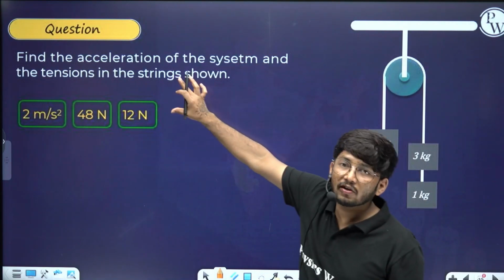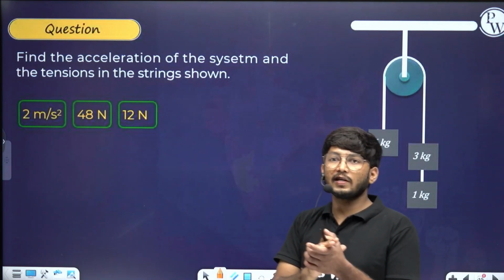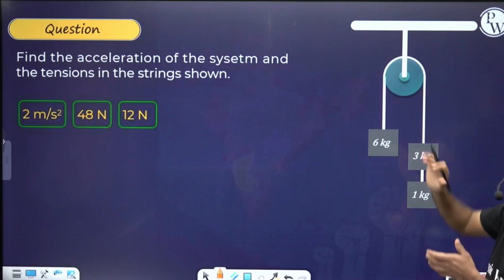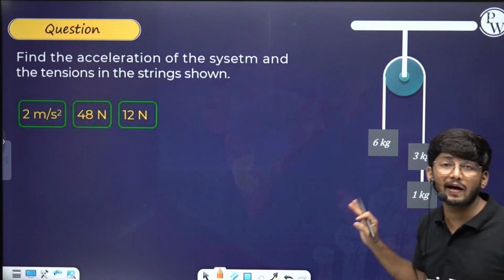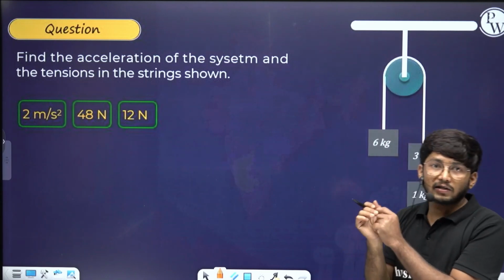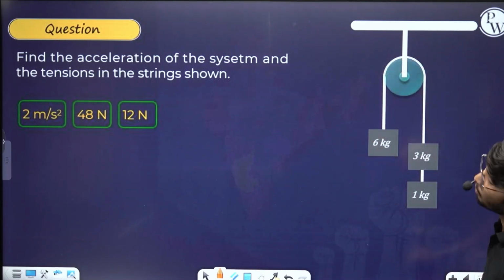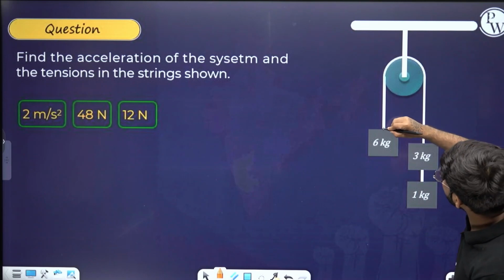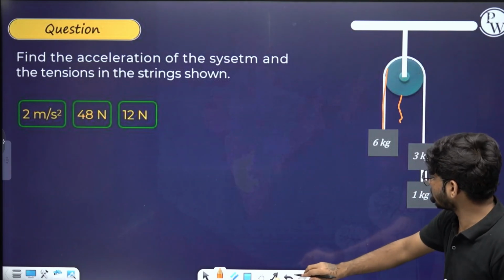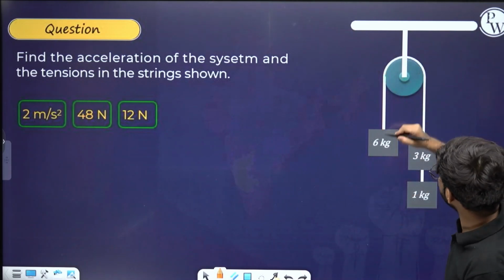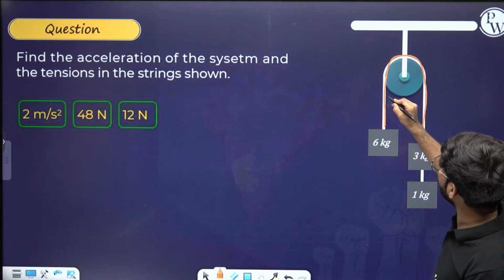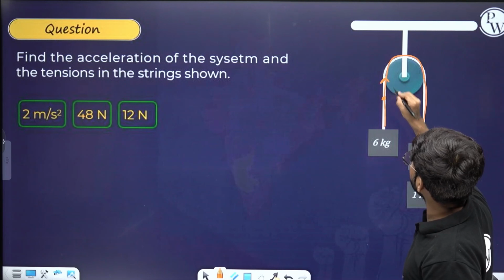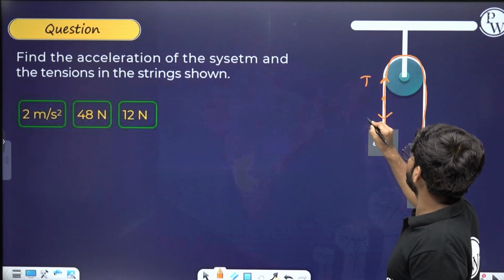Find the acceleration of the system and the tension in the strings as shown, right? See guys, here there is a 6 kg block, and here there is a 2 kg block. It is not like the previous condition, where there were 2 blocks. Here there are a total of 3 blocks. So this one is your string 1, and this one is string 2. At any point, I see this point is pulled up by tension, right?